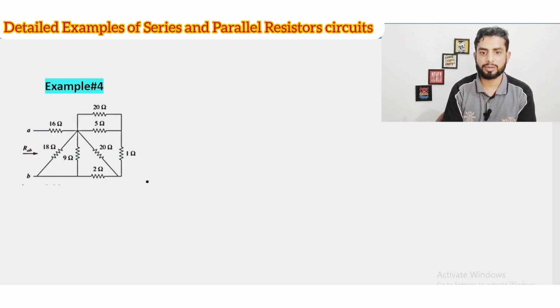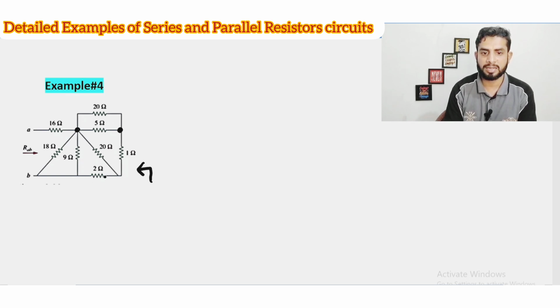Example number 4. First you will identify the series and parallel resistors. After that, you will look back to find the RAB resistance. See here, 20 and 5 have a common start terminal and another common terminal. After that, you look into that. 20 and 9 are not in parallel because the 2 ohm is in between them. Now 18 and 9 are in parallel because they have a common terminal here and another common terminal here. This is the common terminal.